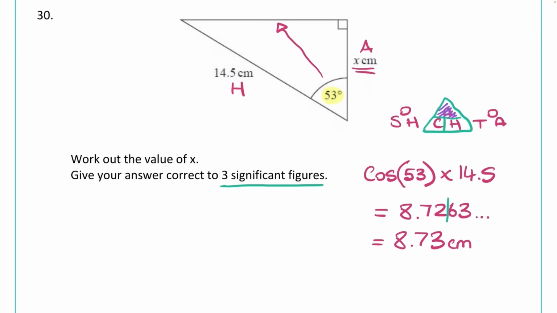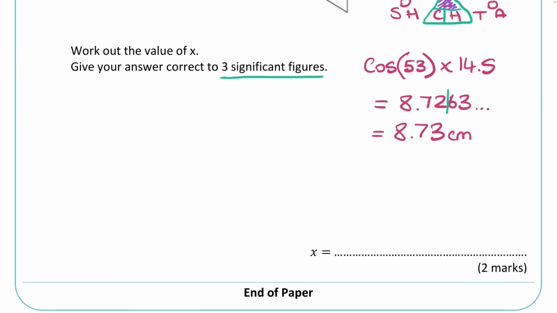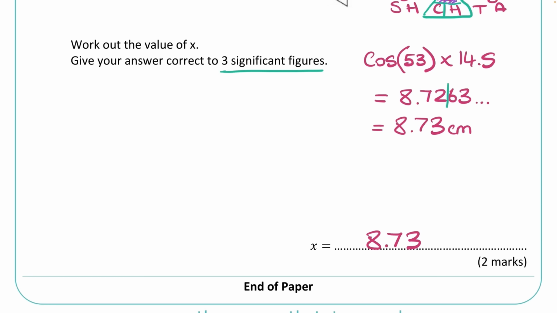However, it just says find the value of x, and it says x centimetres, so I don't actually need to put centimetres with this, I just need to put the 8.73. And there we go, that is the end of this paper.